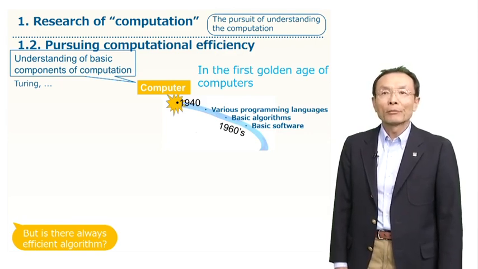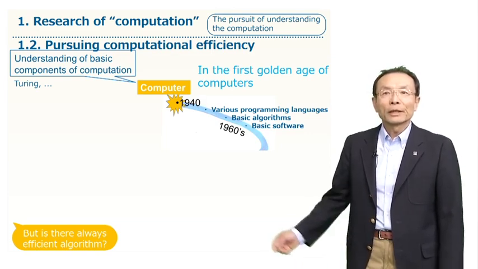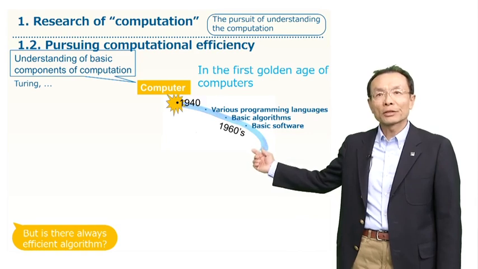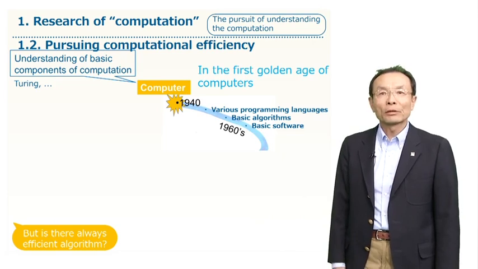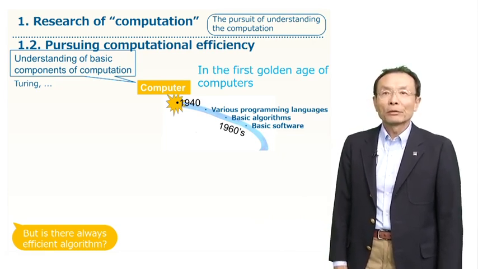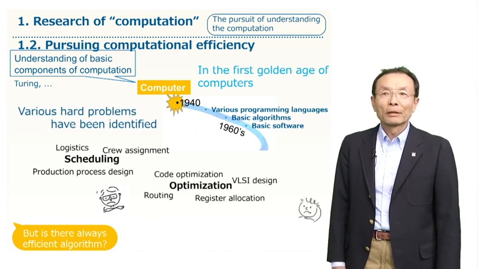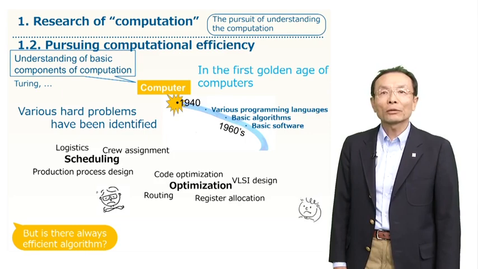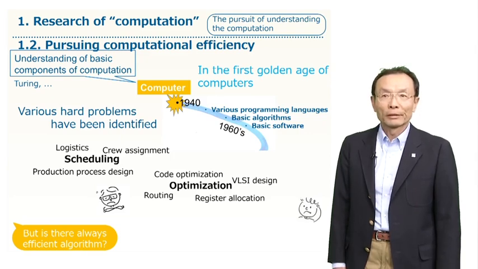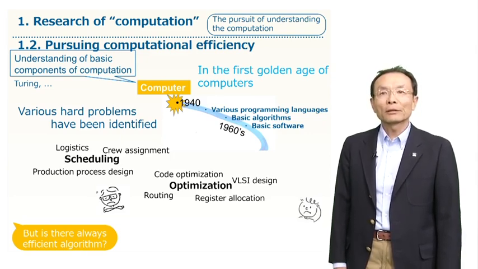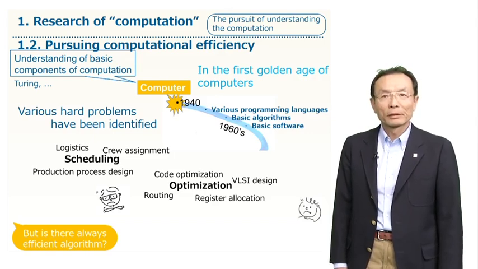In parallel, computers as software systems have evolved greatly. For example, the introduction of new programming languages, the discovery of various key algorithms, and the development of basic software. This period was the first golden age of computers. Through this period, people started facing hard computational problems. In so many areas, various computationally hard problems have been identified. Researchers found they could not come up with good algorithms.